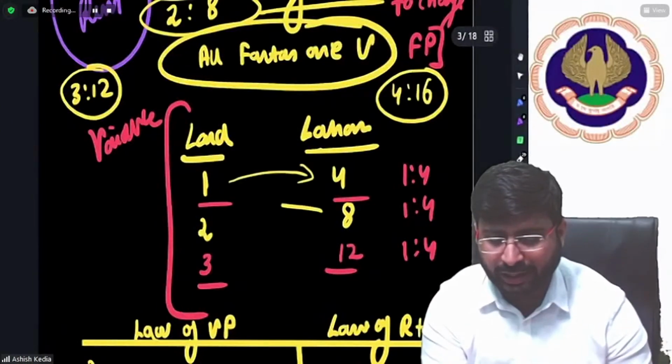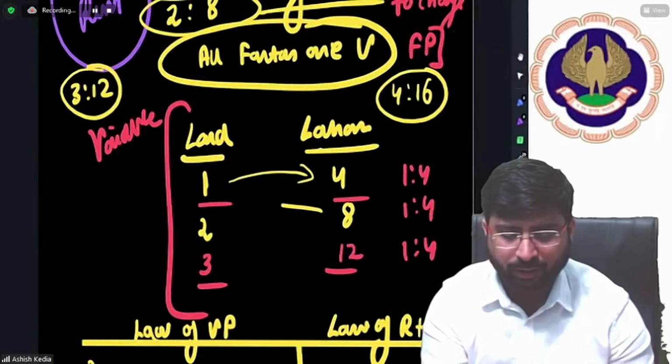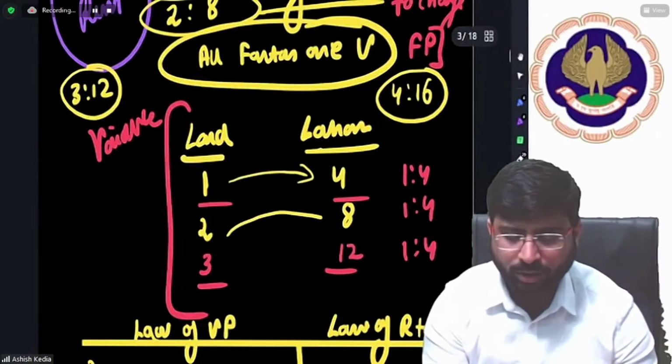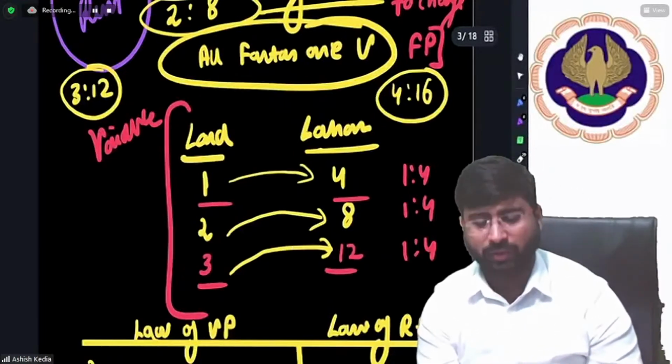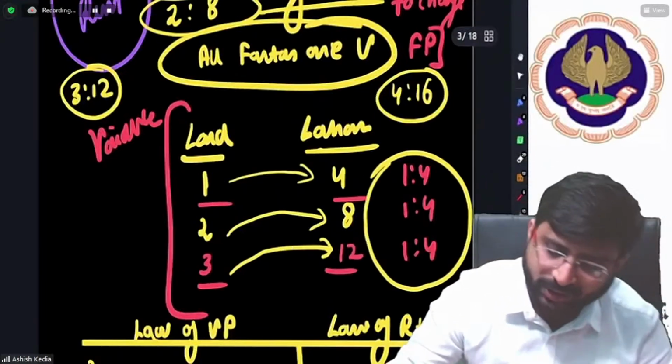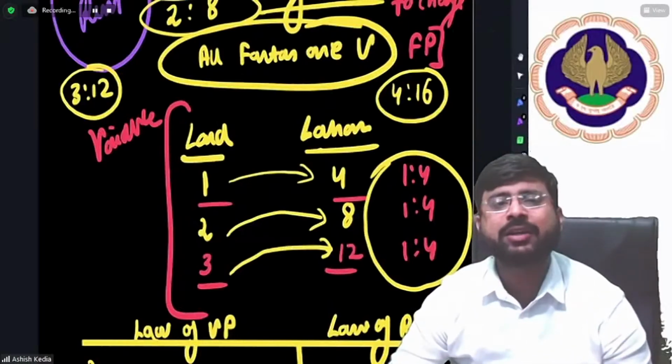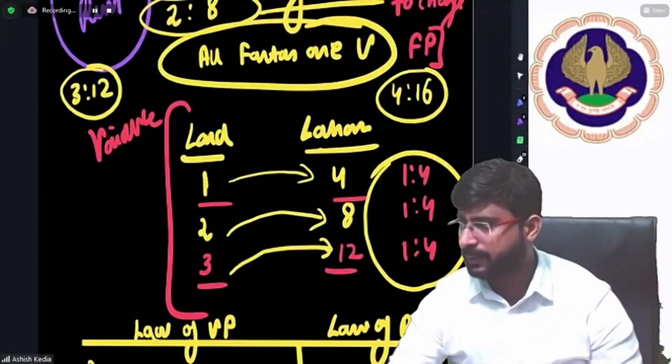So in order to increase land, we have to increase labor to 2:8. In order to increase further, we have to take it in the form of 3:12. In all the cases, the ratio you will find out is 1:4. That, my dear friends, is the law of returns to scale.